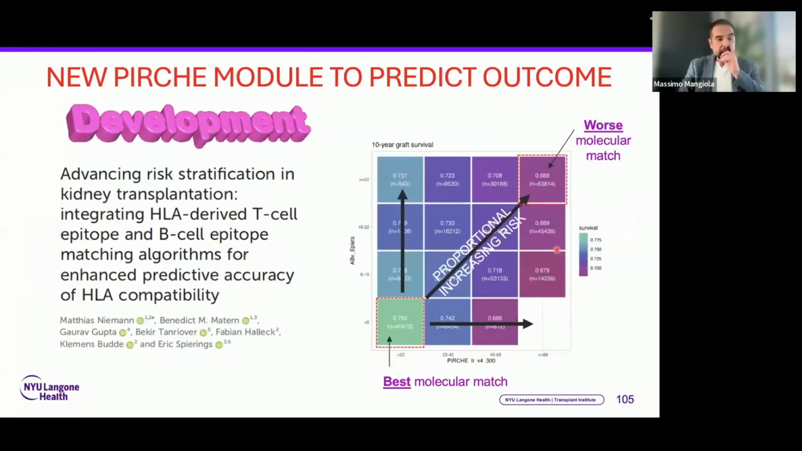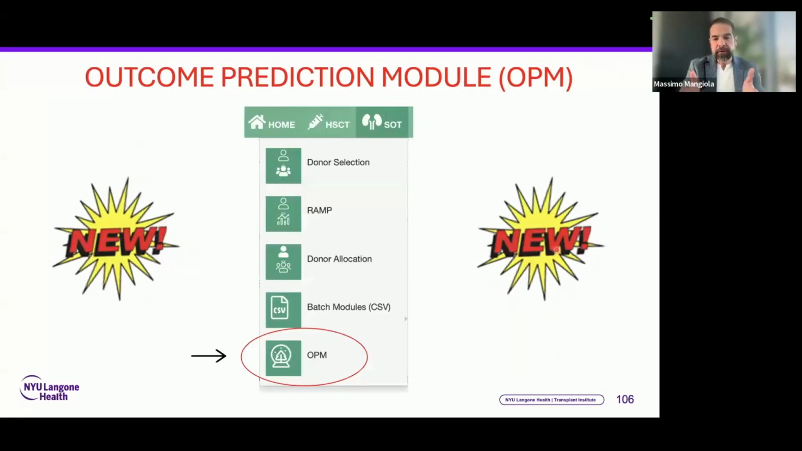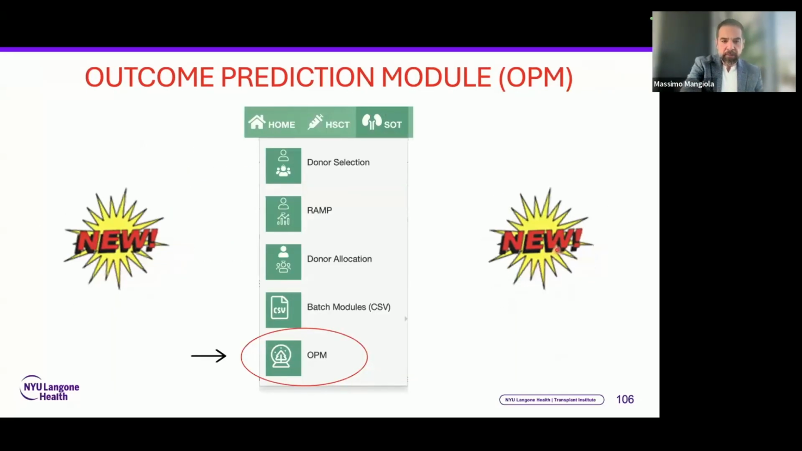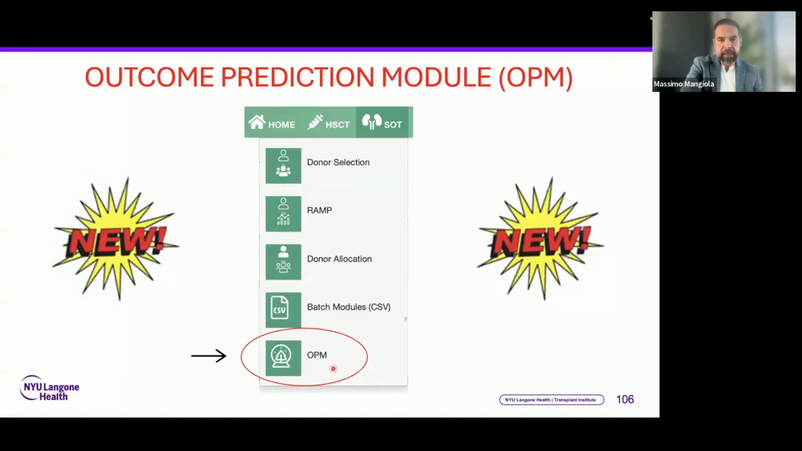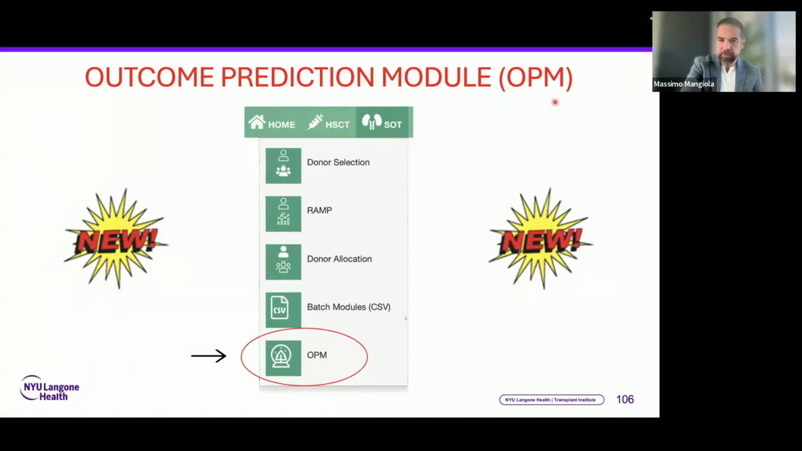Out of this paper, though, there is a super cool development, and this is the sneak peek that I promised you at the beginning of the presentation, that PIRCHE is working on, that derives directly from this research that they have done on the SRTR registry, where they look at the 5, 10, and 20 year allograft survival based on the molecular mismatch at T and B cell. In the future, there will be this new module right here. This is called OPM, or Outcome Prediction Module.